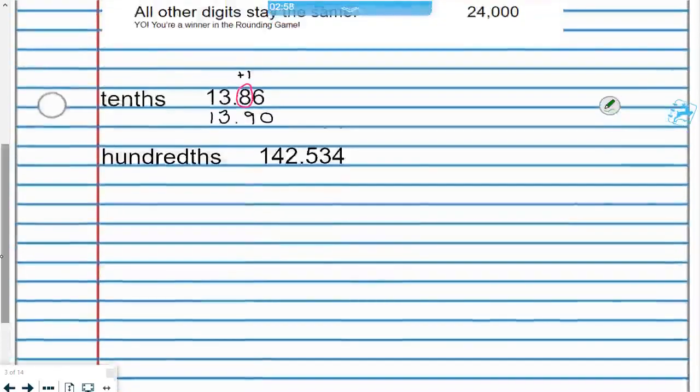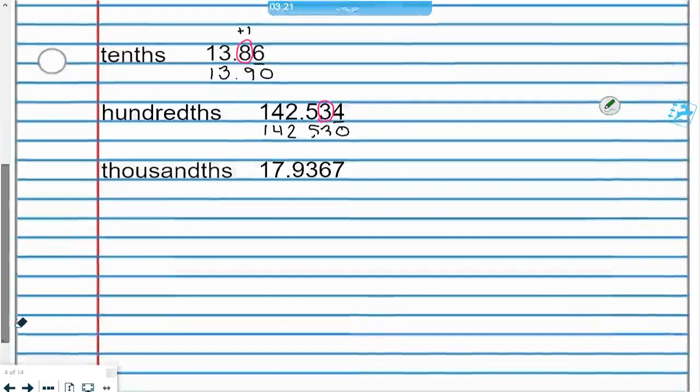Let's try one in the hundredths place. In our hundredths place is the 3. Underline to the right. 0 to 4, circle stays the same. So 142, and change to 0. Now we're going to try our thousandths place. Tenths, hundredths, thousandths. Underline my 7. 0 to 4, circle stays the same. Between 5 and 9, add 1 is the game. So we get 7, 0, and all the rest of our numbers stay the same. Some quick little examples there.